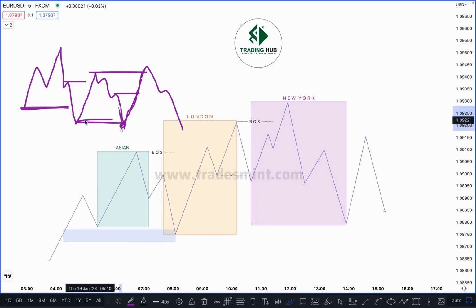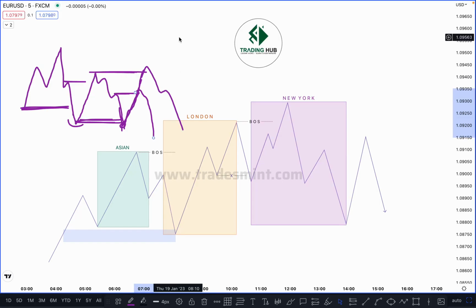But if price closes below it here, which is a London session, then what happened? The market has taken out this inducement, and then you will see a downside move, right? So I will show you exactly the same thing on chart, then you can understand very easily and very quickly. So simply you can understand like this.